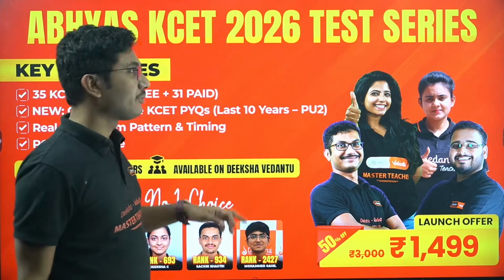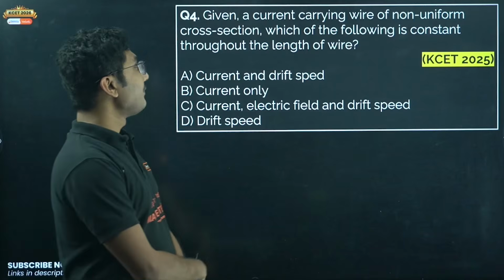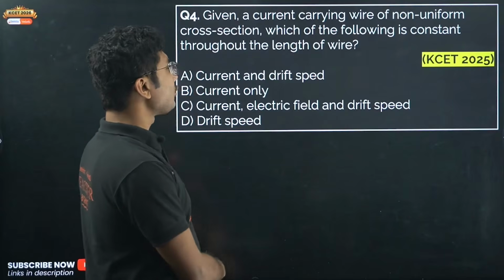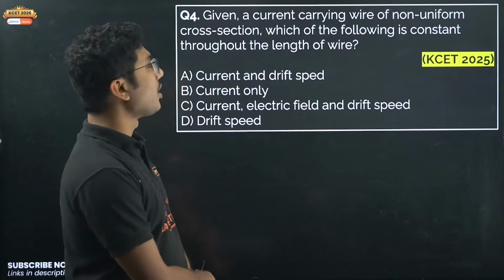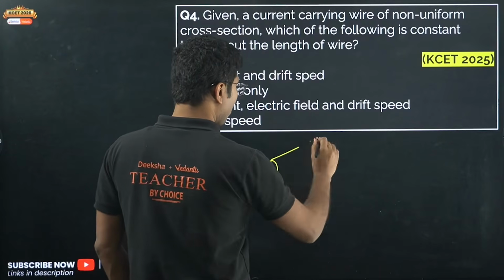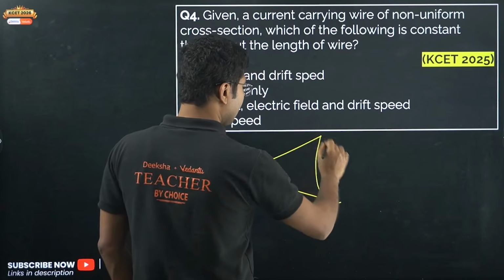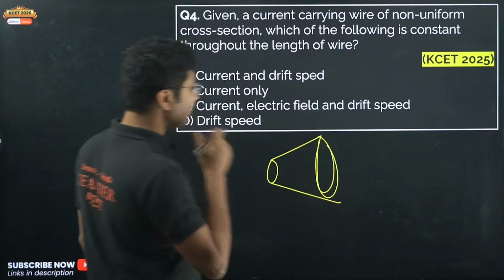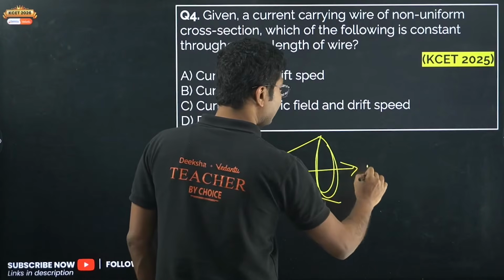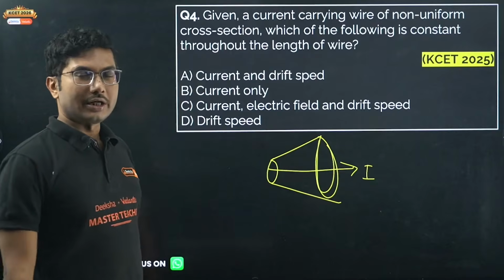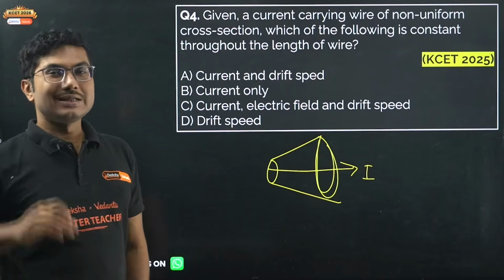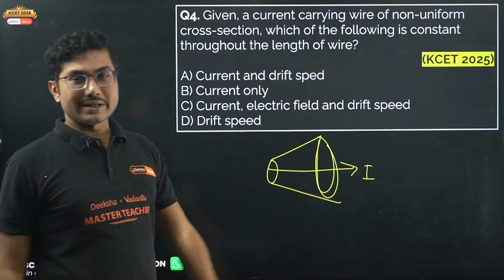Now let us continue with today's session. Given a current carrying wire of non-uniform cross section, which of the following is constant throughout the length of the wire? So we have a non-uniform wire. Non-uniform wire means the diameter of the wire is changing. If the diameter of the wire is changing, we know that the current is constant. Current does not change with the diameter, only drift velocity can change. So current is the only thing that remains constant if the wire is non-uniform.